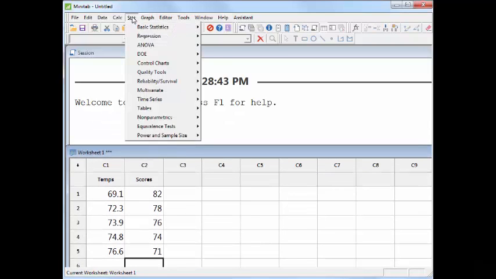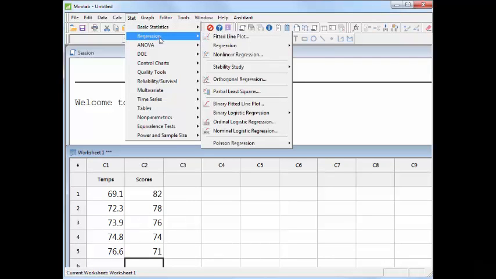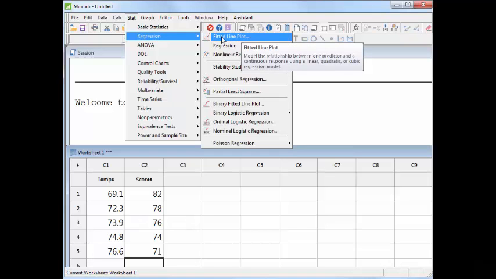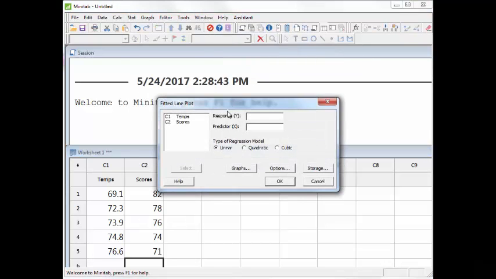I'm going to go up here to Stat and go to Regression. There you go, Regression. And oh, how about this? Fitted Line Plot. This will get me a fitted line plot. Let's try that. My response is the scores variable, and my predictor variable is the temperature variable. Hey, look at this. You can do linear or quadratic or cubic. These are curvilinear models, but let's just stick with the linear model for now.